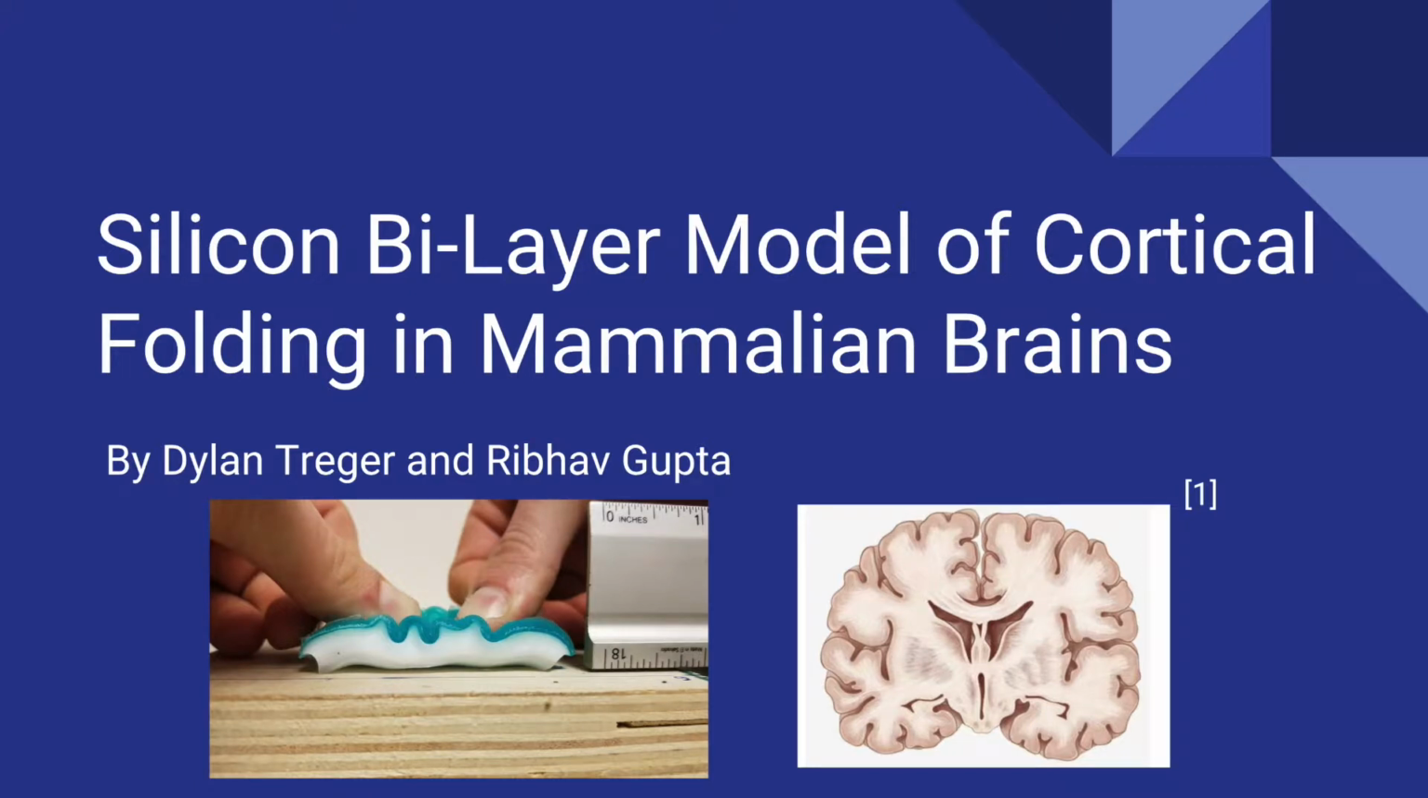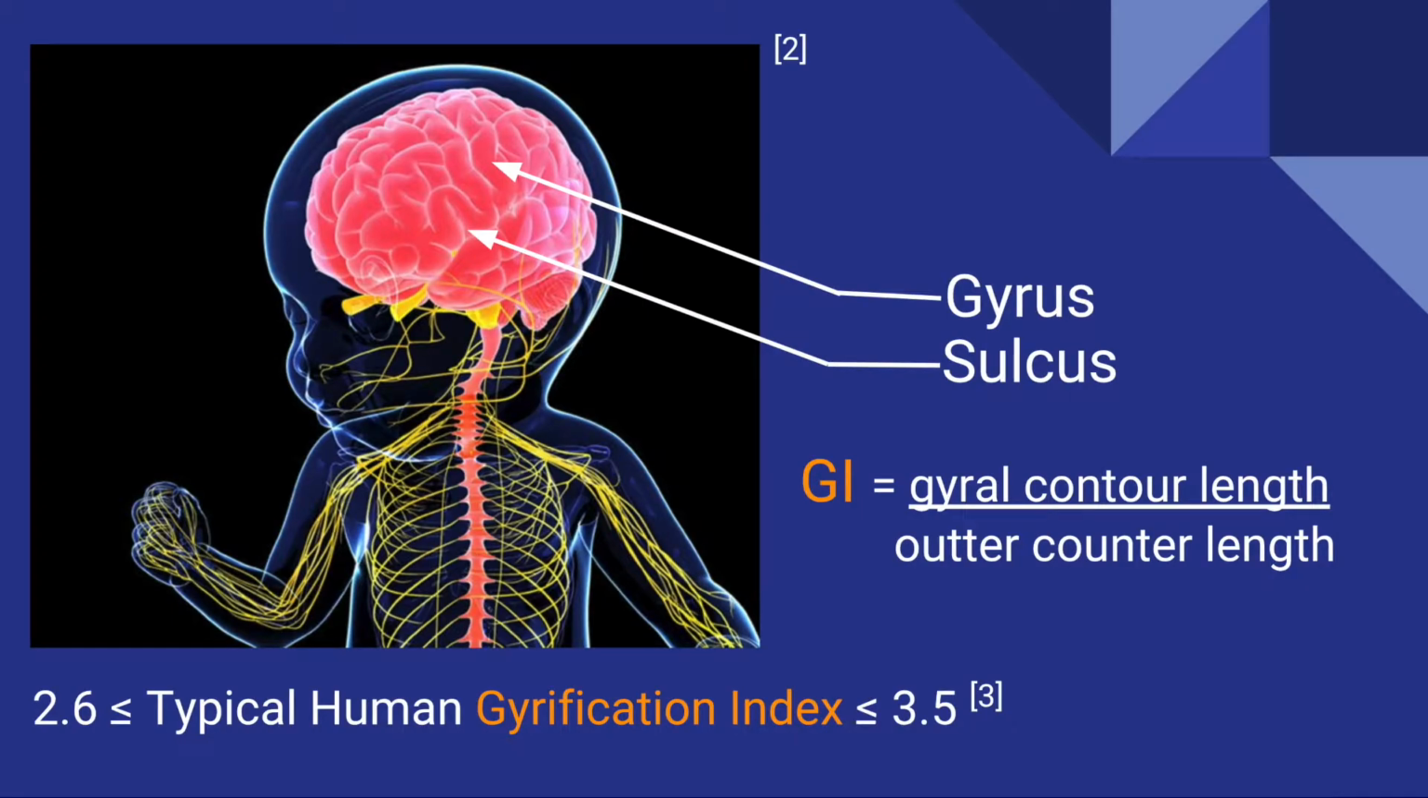And I'm Ribbo Gupta. Today we are going to present a silicon bilayer model to investigate the mechanics of the cortical folding that occurs in the brains of mammals. The mammalian brain exhibits typical folding during normal development, forming a pattern of bumps and crevices along the surface of the brain known as gyri and sulci.